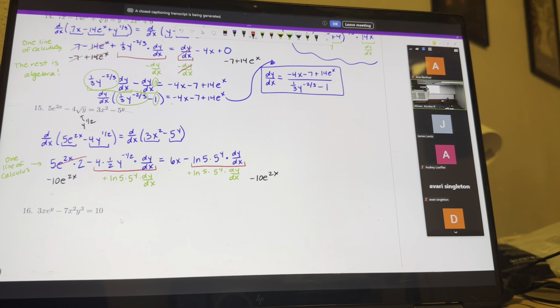So these cancel out on the left-hand side. This cancels out on the right-hand side. And we're left with minus 2y to the negative 1/2 times dy/dx plus the natural log of 5 times 5 to the y times dy/dx. And then on the right-hand side, we have 6x minus 10e to the 2x.